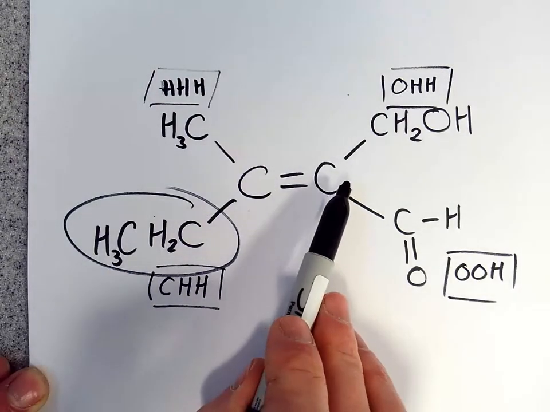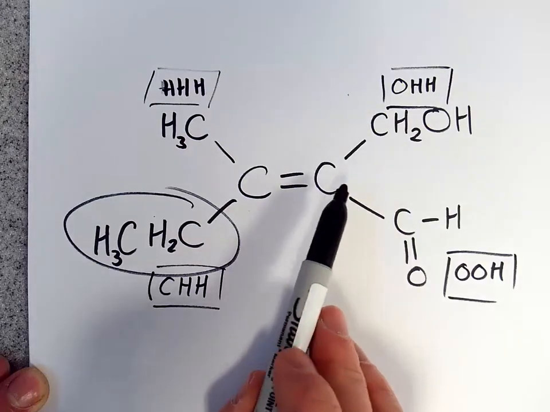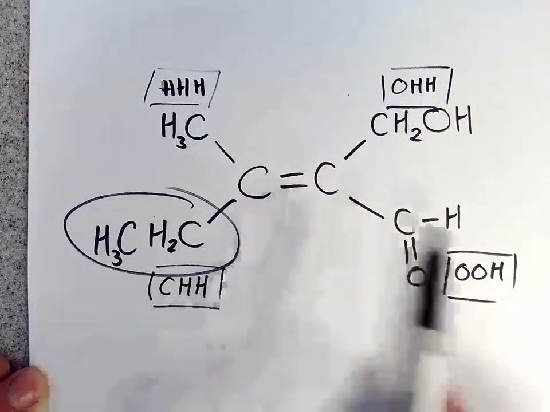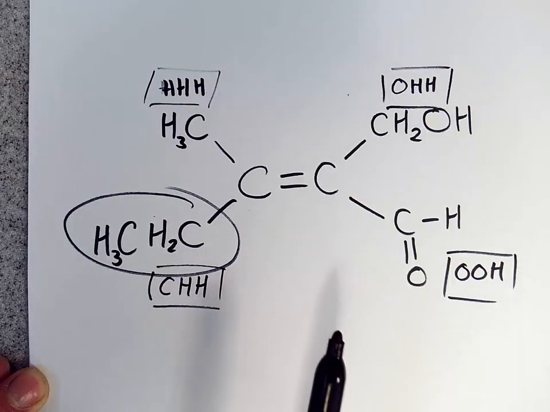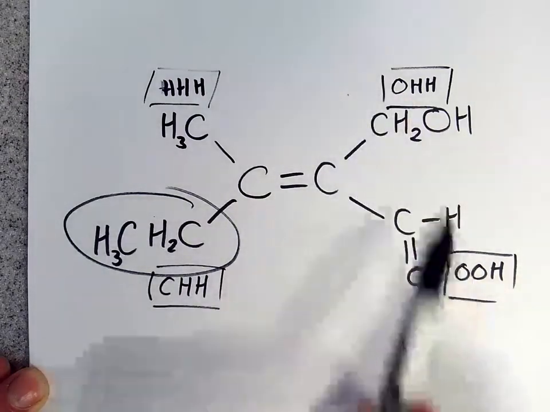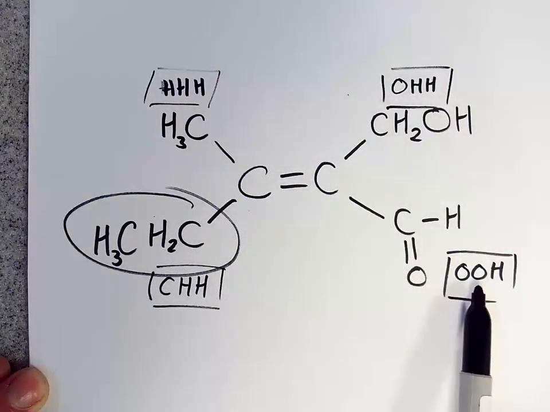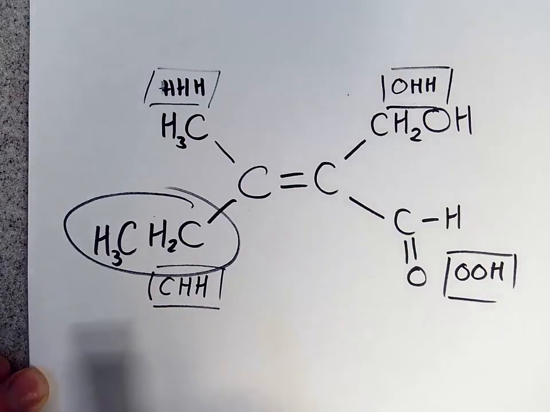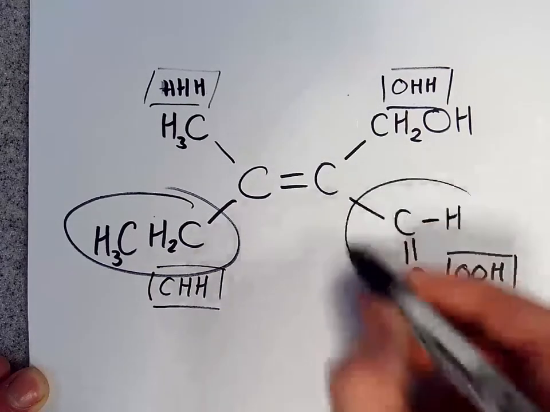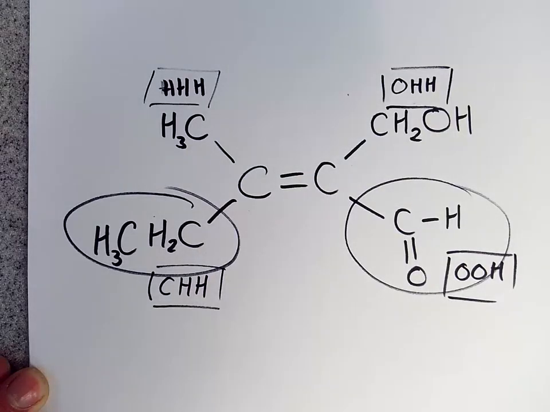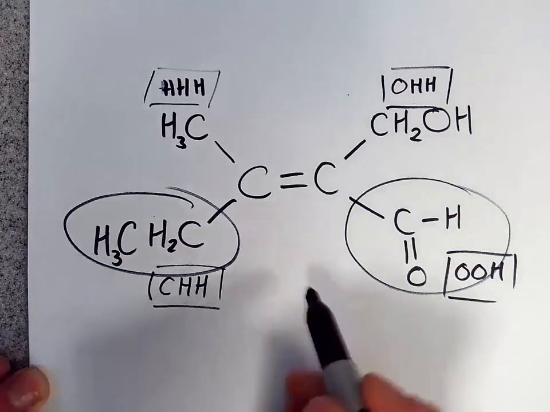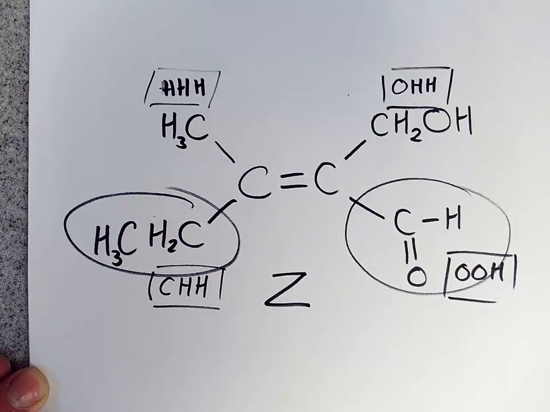Looking over this side, we've got a slightly more complex situation. We've got oxygen, hydrogen, hydrogen coming off it, and oxygen, oxygen, hydrogen. In terms of the first element, they're both oxygens, so no difference there. The second element in this one here is a hydrogen, whereas the second element in this one is an oxygen. Oxygen has an atomic number of 8, so it gains the higher priority. So this group here is our highest priority on this side. Both of the high priority groups being on the same side of the double bond means that we have ourselves a Z isomer.